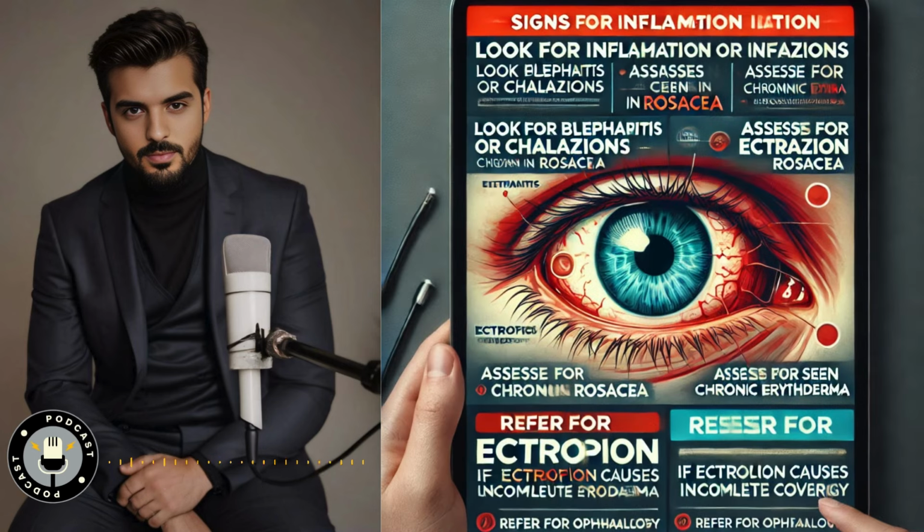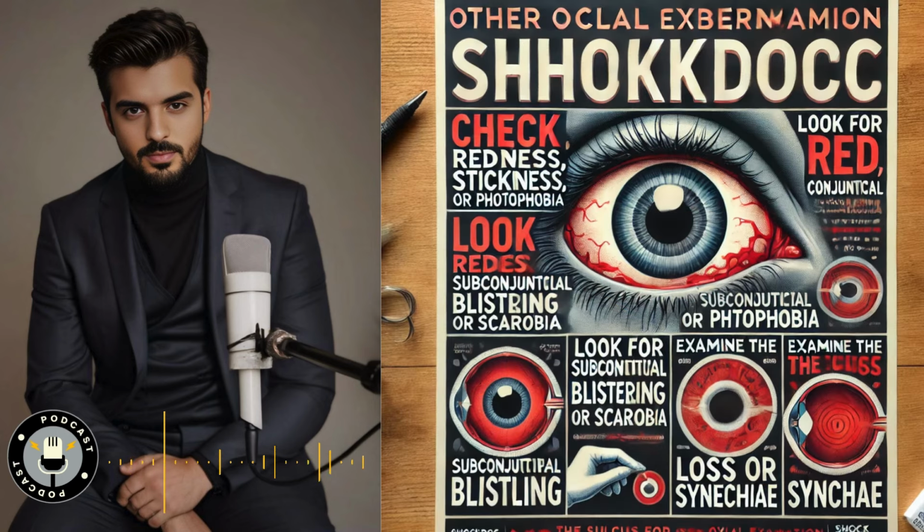Signs of inflammation or infection. Look for blepharitis or chalazions, which are common in rosacea. Assess for ectropion, where the eyelid turns outward, commonly seen in chronic erythroderma. If you notice ectropion and the patient's eye isn't fully covered when they close it, that's a cue to refer them to an ophthalmologist.